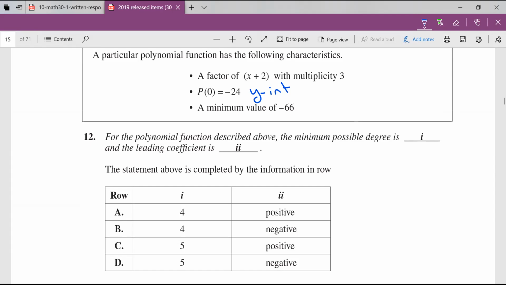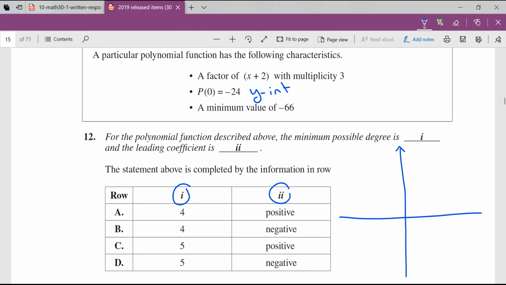The polynomial function described above with the minimum possible degree is blah, and the leading coefficient is blah. So I look at my answers and I see a minimum degree of 4 or 5. And of course, my leading coefficient has to be positive or negative.